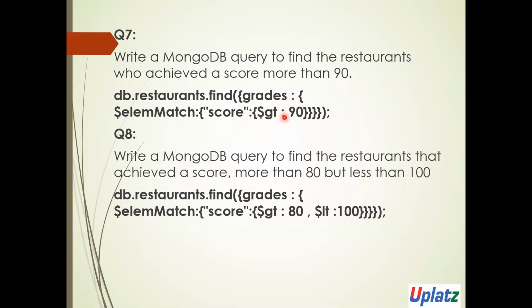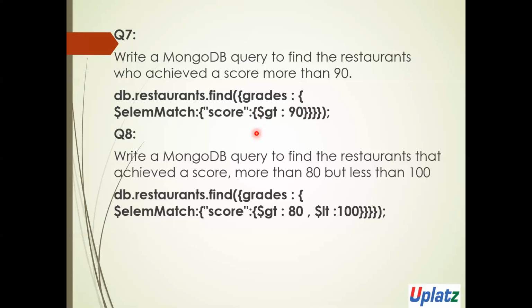So db.restaurant.find, grade, and then the element match operator I have used. So score is one of the fields in the embedded grade document, and I'm using the GT operator, which is the greater than operator, which we have discussed in the operator session. They have mentioned 90 in the question, so I have given 90.